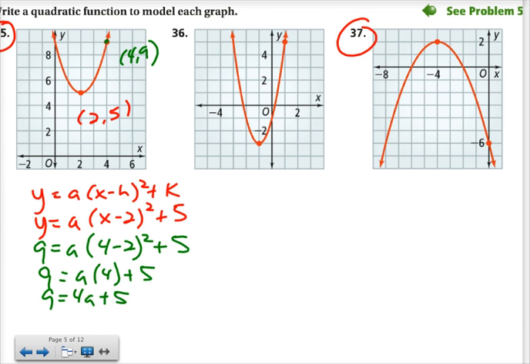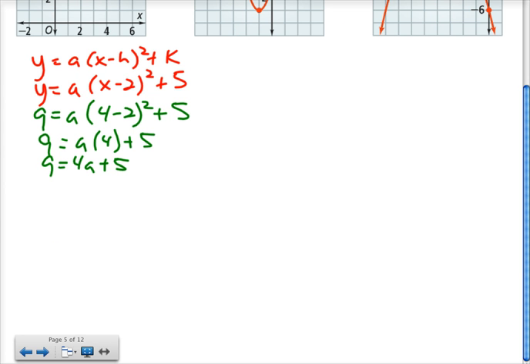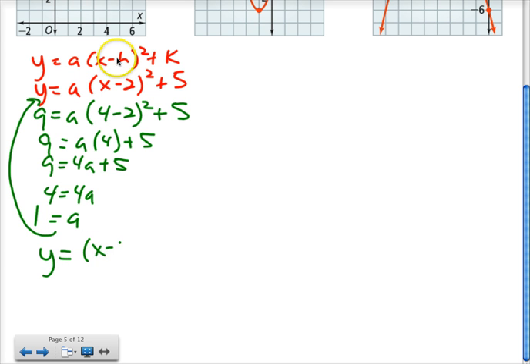And then I will have to subtract 5 from both sides and divide by 4. And my a value actually comes up to 1. So now what I need to do is go back to this step right here where I already had my vertex in, and I just need to realize that if a is 1, that will be y equals 1 times (x minus 2) squared plus 5, and I don't need that 1 in front, that would just be simplified out. So there is my equation for that quadratic.